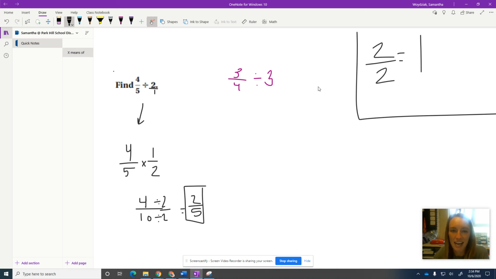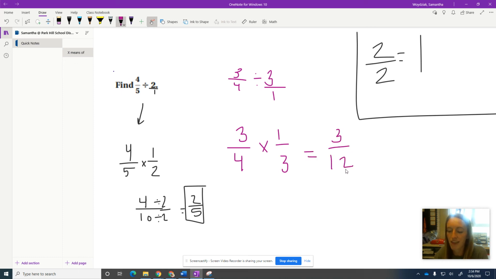All right, I added this one in, so go ahead and add this in your notes. It says 3/4 divided by 3. So again, I'm going to make that 3 a fraction, 3 over 1. I have 3/4. I'm going to multiply by the multiplicative inverse, the reciprocal. So I'm going to flip the numerator and denominator. So I'm actually going to multiply by 1/3, and I end up with 3/12.